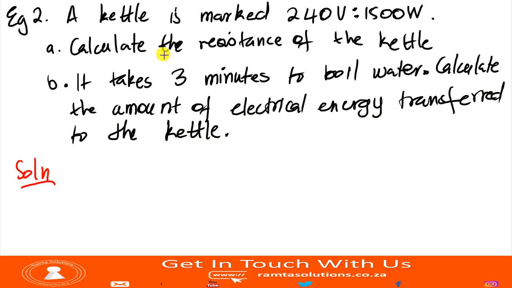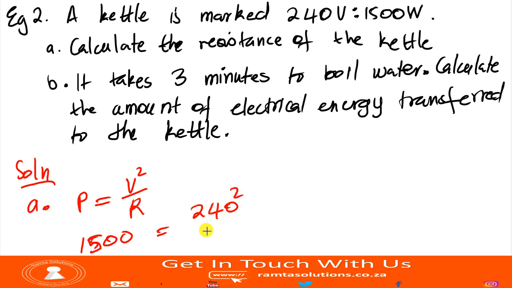This kettle is marked 240 volts and 1,500 watts. Calculate the resistance. So what we know, we are given voltage and we are also given power. Now, to answer question A, we know power is equal to V squared over R. What is the power? It's 1,500. And what is the voltage? It's 240. What is the resistance? It's unknown. Right? Perfect.